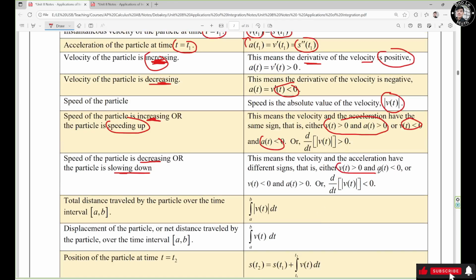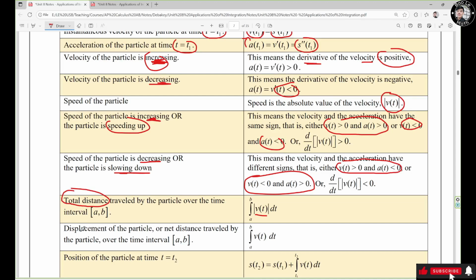Velocity and acceleration must have the opposite sign, right here, right? Now, total distance traveled by the particle over the time interval a to b is going to be the integral from a to b of the absolute value of v of t dt. Remember, total distance should be positive.